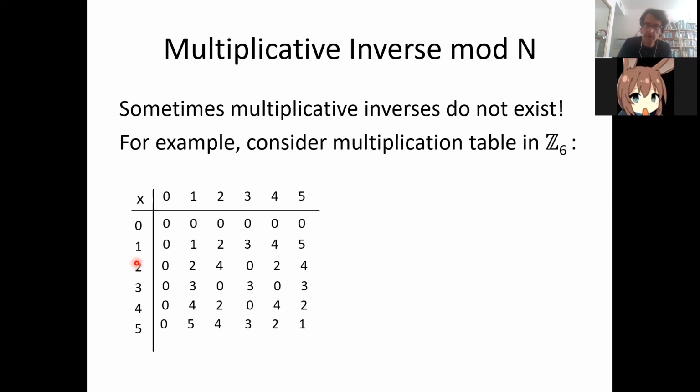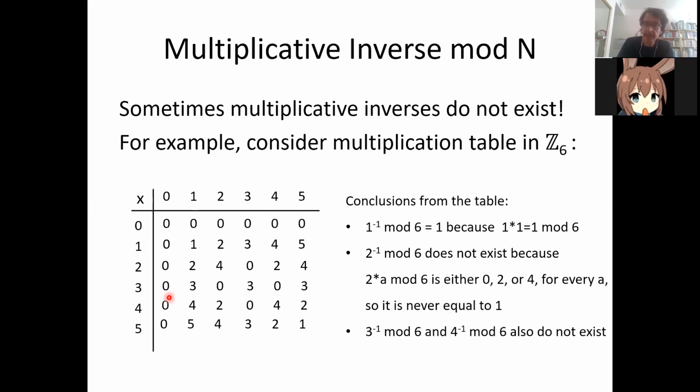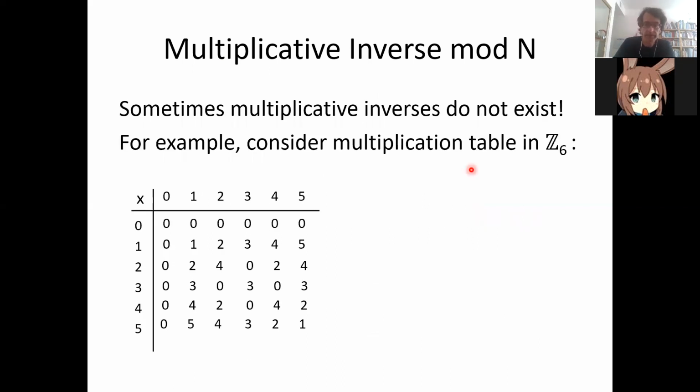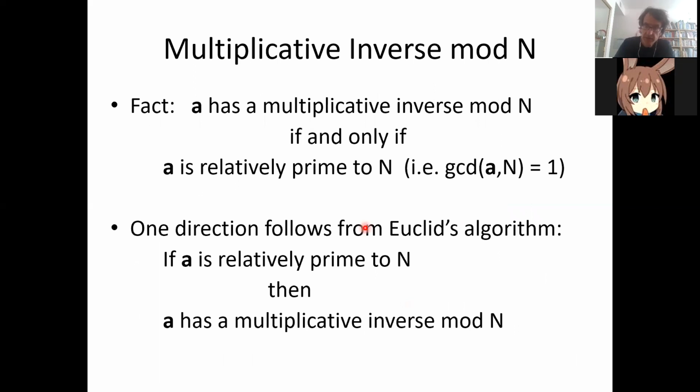In Z6, only 1 and 5 have inverses. 2, 3, and 4 do not, because 6 is not a prime. Okay. So there exist integers in Z6 that are not coprime with the modulus. Such integers in Z5 do not exist except 0, which obviously cannot have a multiplicative inverse. Nothing multiplied by 0 gives you a 1 modulo anything at all, right? Okay. So this is true.